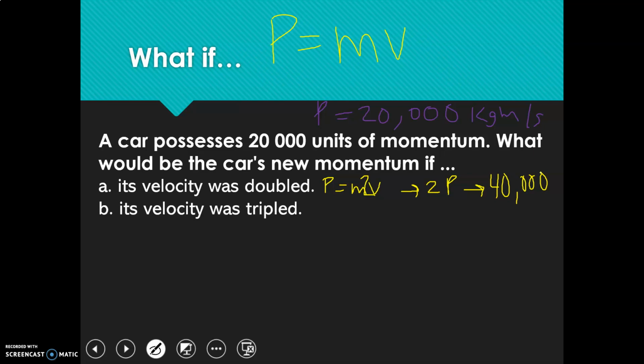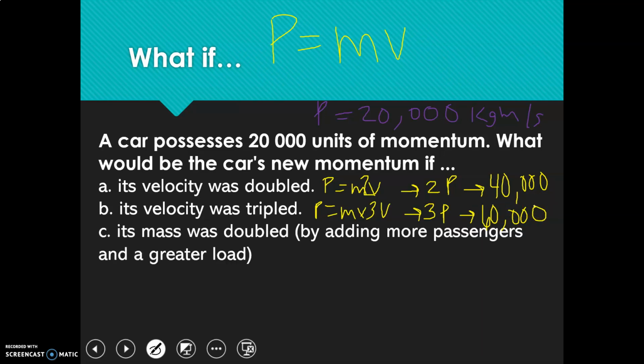All right, now if the velocity was tripled, well, if you triple the velocity, so P equals m times 3v, that's going to mean that you have 3 times the amount of momentum. So 20,000 times 3 is 60,000. So if you triple the velocity, you're tripling the momentum. Okay, C, its mass was doubled. So maybe you're adding more passengers and a greater load to the car. So the mass was doubled.